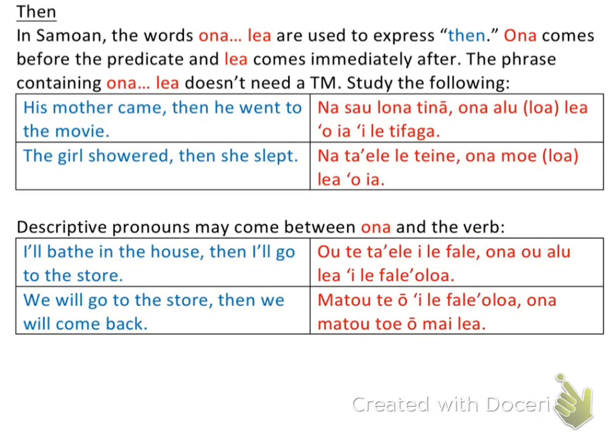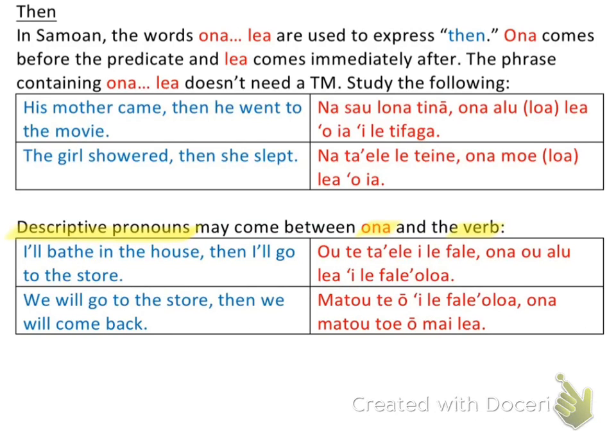But we're going to move on to the next part, which is that descriptive pronouns may come between ona and the verb. So if I have a subject that is a descriptive pronoun, and you should know those by now, if you need to brush up on those, then you need to go back to my descriptive pronoun video. But if you have a subject, like in these, the she or the he, the one doing the action, if it's a descriptive pronoun, it can come between ona and the verb, okay?